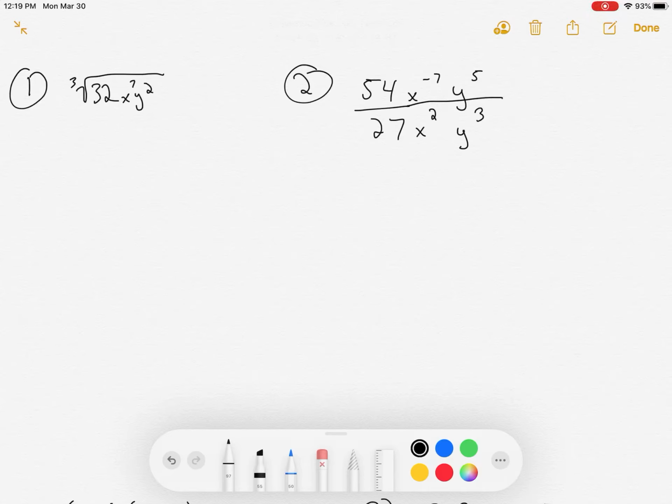Hey everyone, I just have a quick review on properties of rational exponents today. For the first problem in the upper left, it's the cube root of 32x to the 7th y squared.